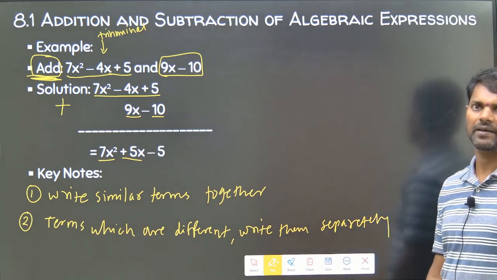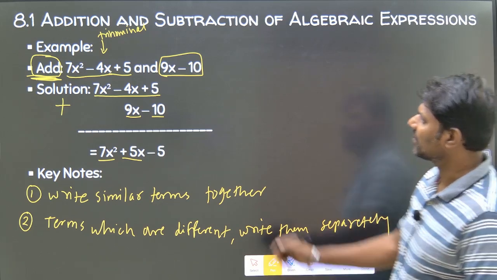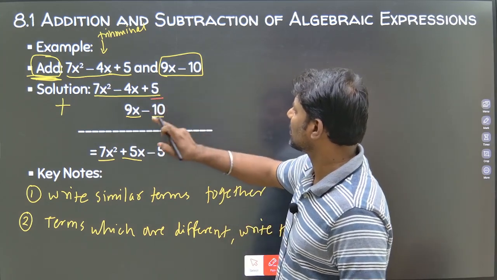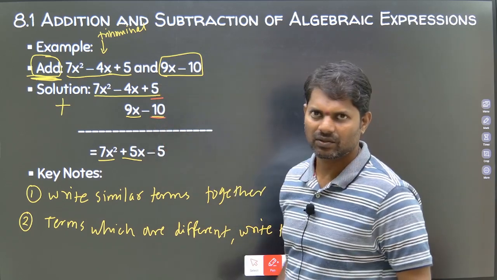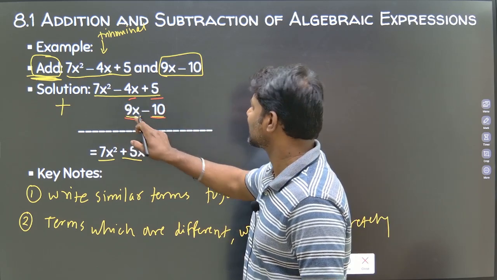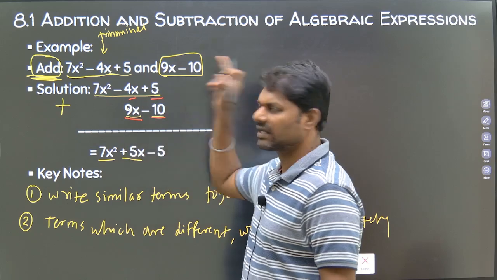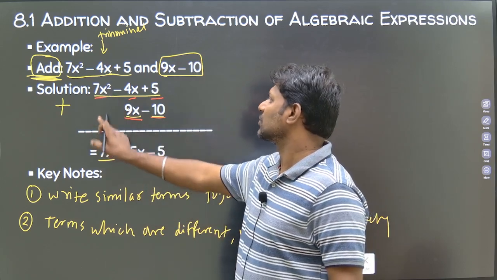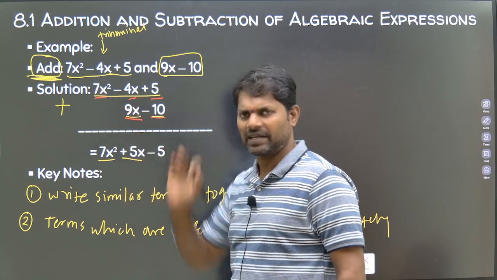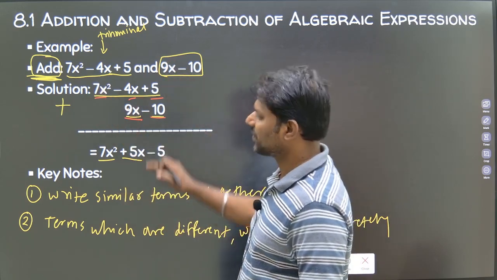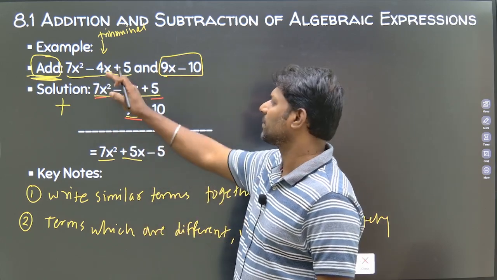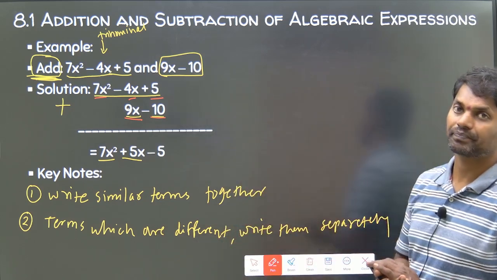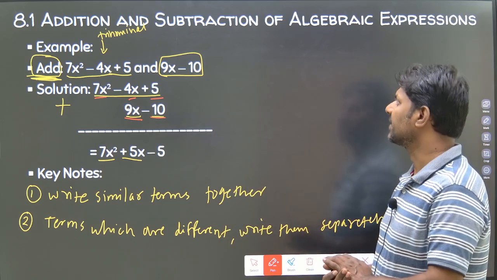Write them separately. Okay. So in this case, which terms are similar? The terms 5 and minus 10 are constants, so they are written together. 4x and 9x are similar, so they are written together. And for 7x square, there is no matching term, so it is written separately. Okay. So similar terms we have to add or subtract, and the remaining terms we have to write as they are. So these are the two things we have to remember while performing addition of algebraic expressions.